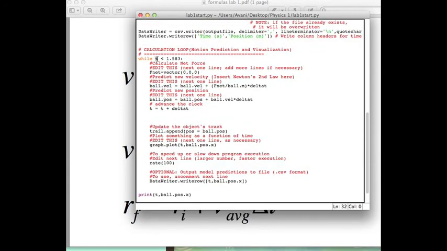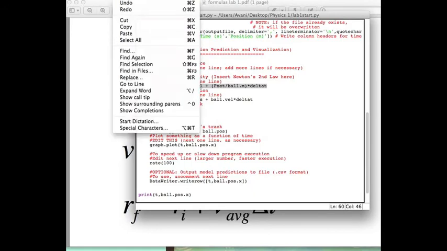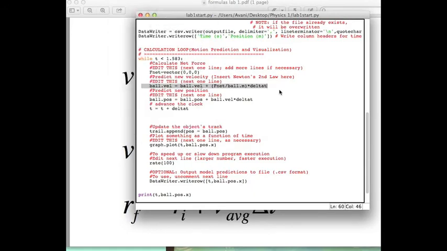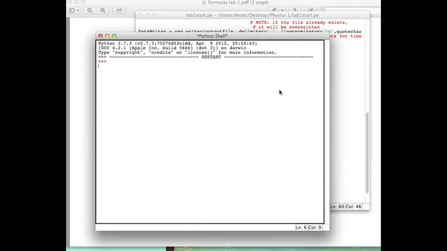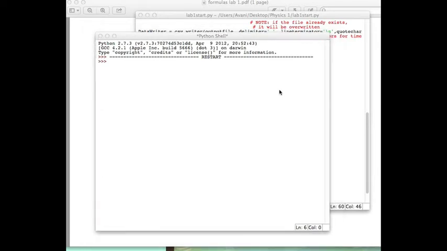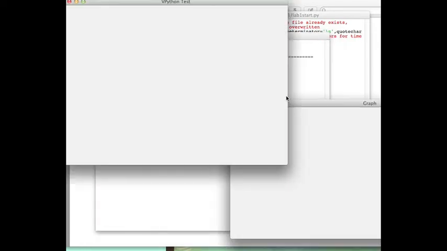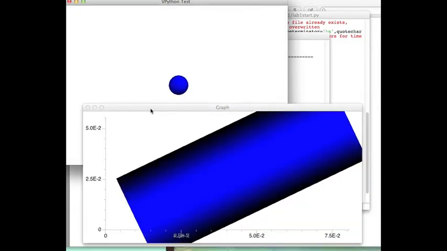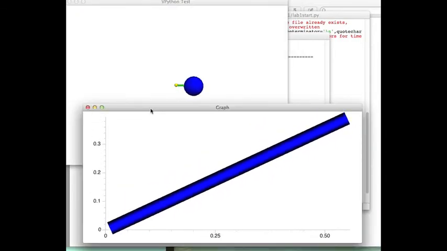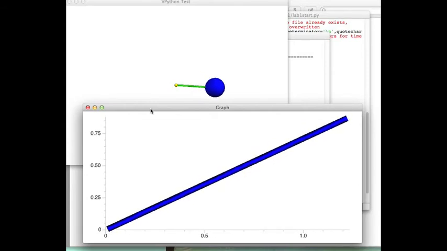The time period is shown here. Newton's second law is shown here. These are the predicted model results.